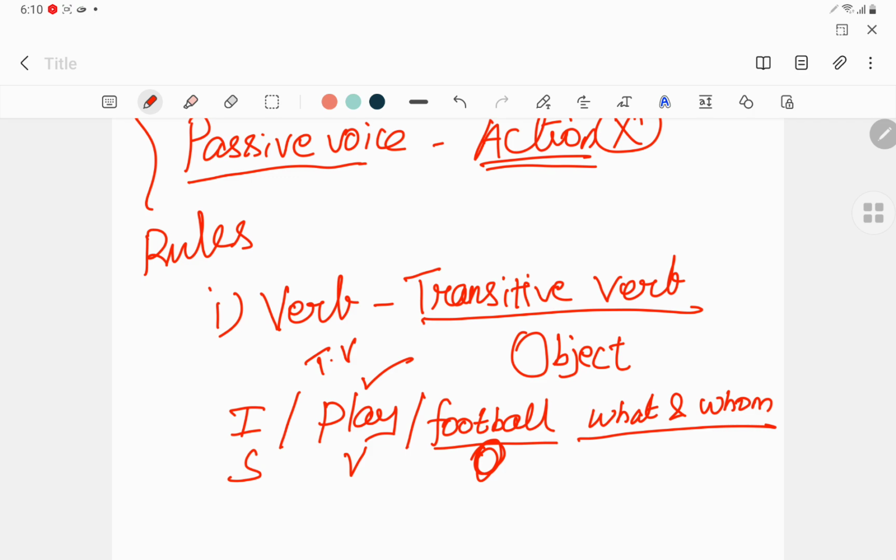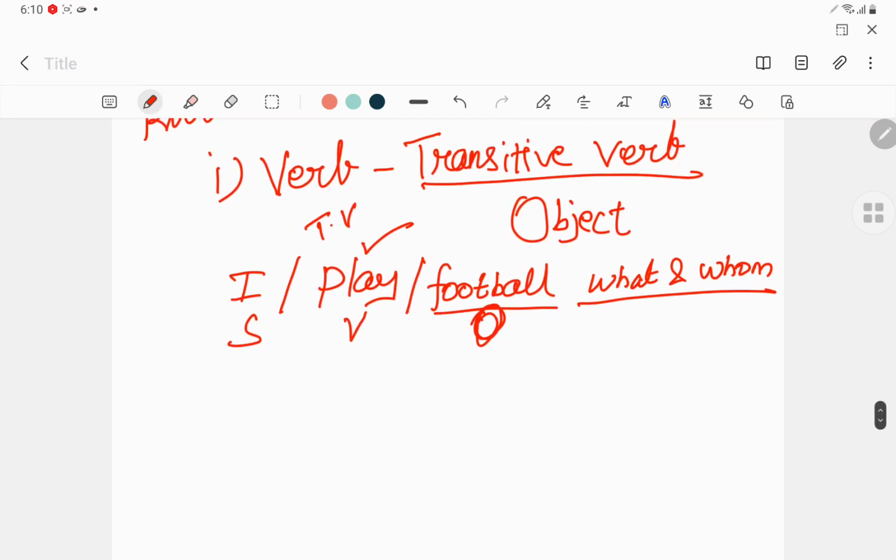So we can change the sentence into a passive voice when the verb is a transitive verb. Okay, when the verb is a transitive verb. If you have an intransitive verb, you can't change that. Okay, you can't change.